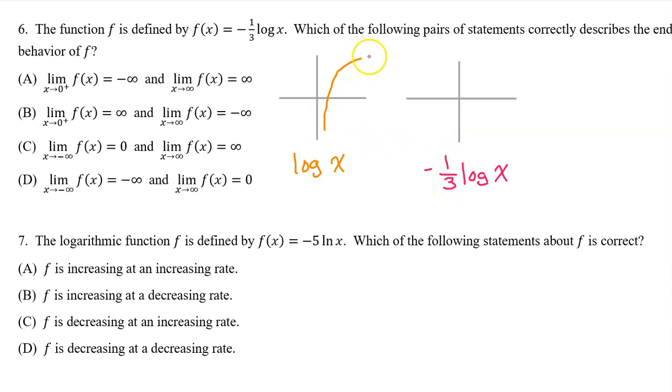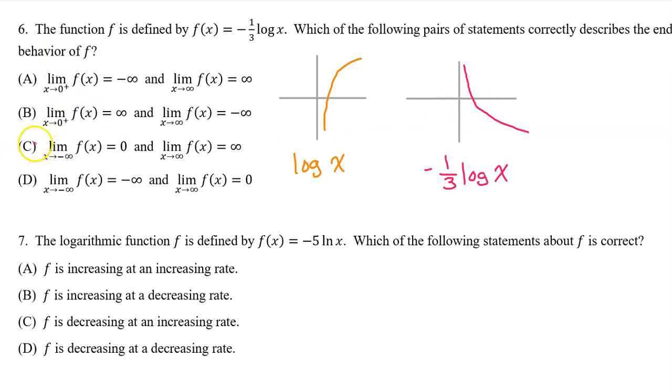The 1/3 is a vertical dilation by a factor of 1/3. That's not going to change the look of the graph. However, the negative sign is a reflection over the x-axis. So this graph is going to look like this. So how about that end behavior? The left end behavior is the limit as x approaches 0 from the right.